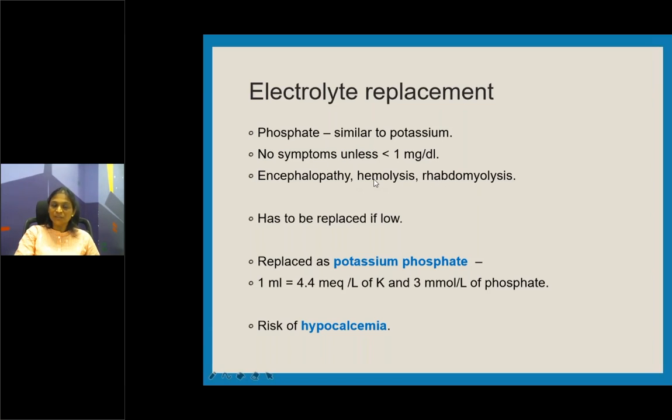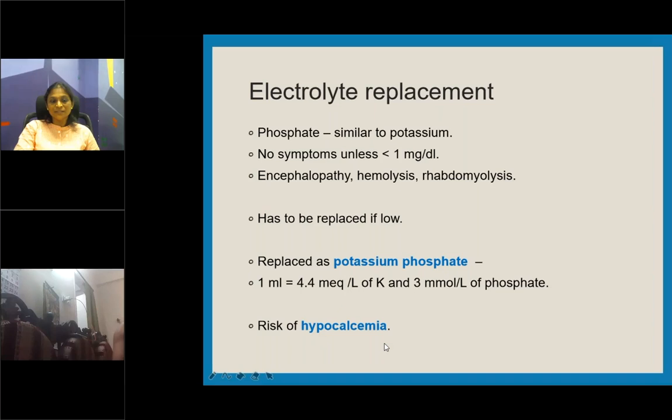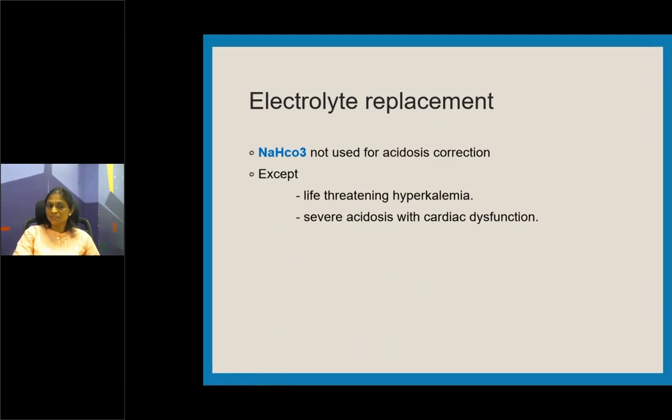And if it is low, even values less than 2.5, we start replacing it. Half of the potassium is replaced as potassium chloride, and half of it is replaced as potassium phosphate. Potassium phosphate 1 ml has 4.4 milliequivalents per liter of potassium and 3 millimoles per liter of phosphate. This is twice as in potassium chloride. There is a risk of hypocalcemia if the whole potassium is replaced in the form of potassium phosphate.